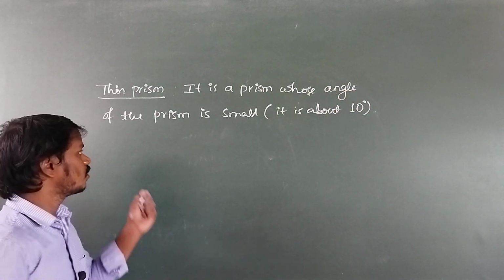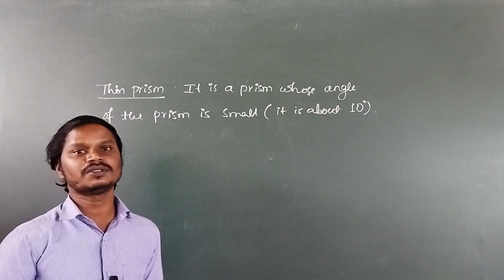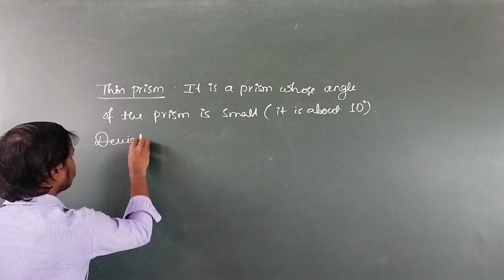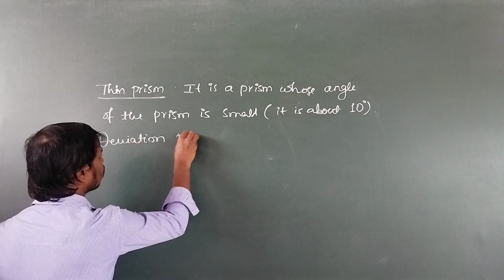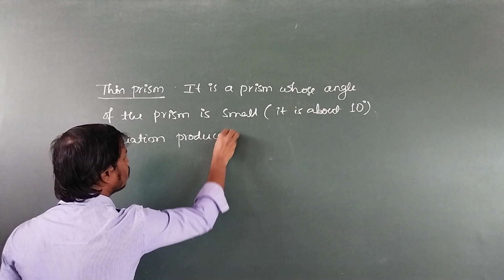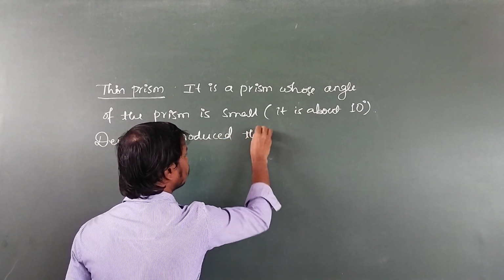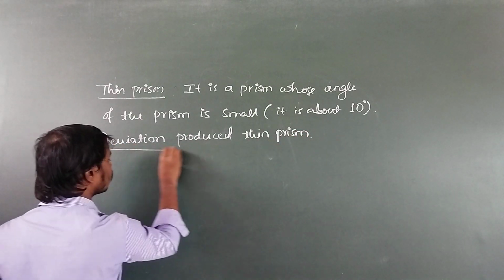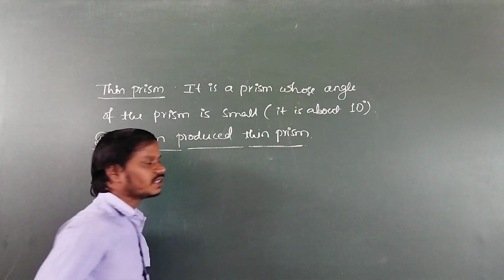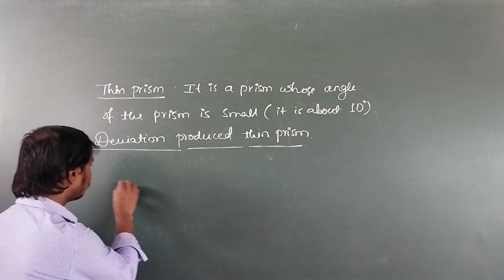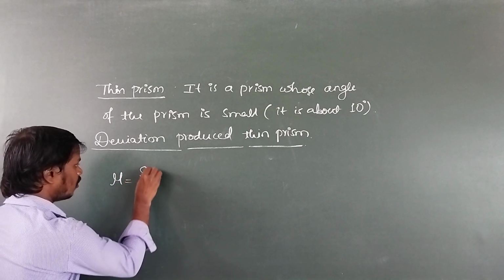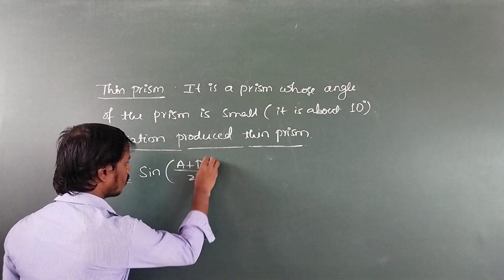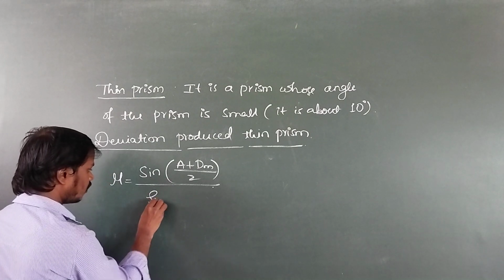Now, what is the expression for the deviation produced by a thin prism? Already we know the prism formula, that is mu is equal to sine of (A plus dm) by 2 whole divided by sine of A by 2.